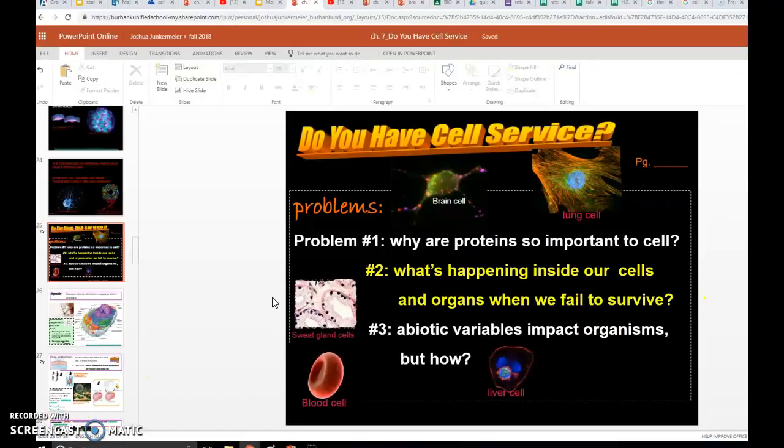So this is a big one today, problem number 2. We're going to be learning a lot about what's happening inside our cells and organs when we fail to survive. Or, on the flip side, positively, what's happening in our cells for us to survive. So, not surviving or surviving, but what our cells are doing to help us stay alive, and what happens if we don't. So we're going to focus a lot more on problem 2 today as we move ahead of slides. So keep up, pay attention, and I hope you find it interesting.